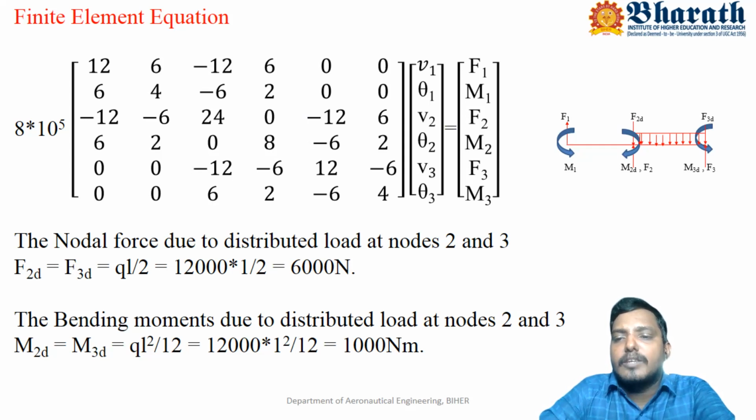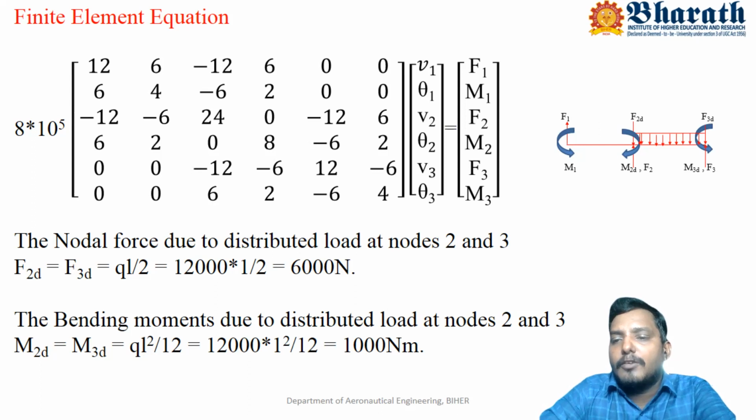Because element 2 is subject to uniformly distributed load, this distributed load offers some nodal forces. That means F2 2D, then M2 2D, will be a force as well as moment due to the distributed load. In the same way, the distributed load contributes some amount of nodal forces as well as nodal moments for location number 3, that will be F3D, M3D. And also location number 3 will have a roller support.